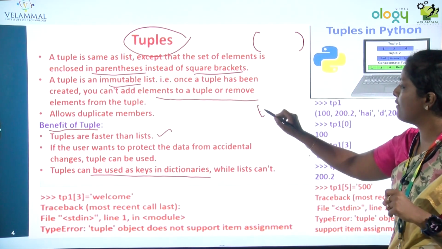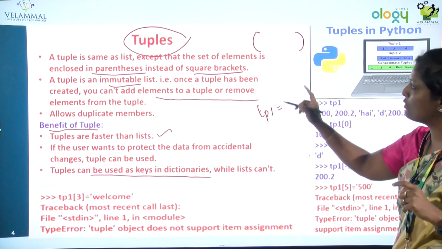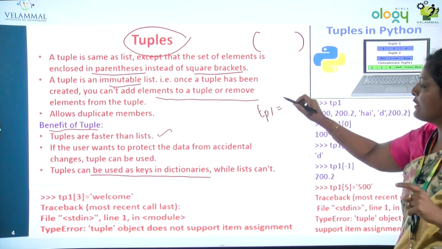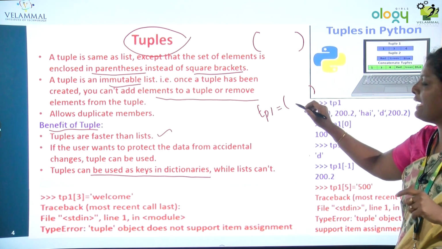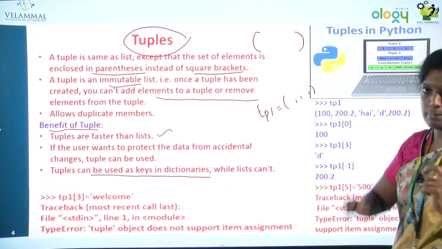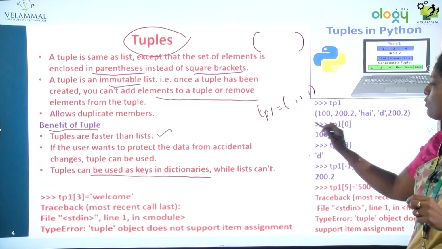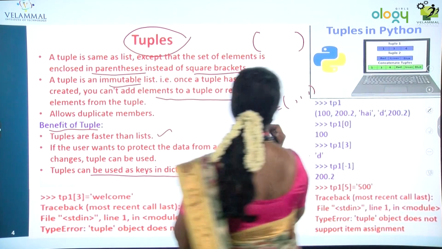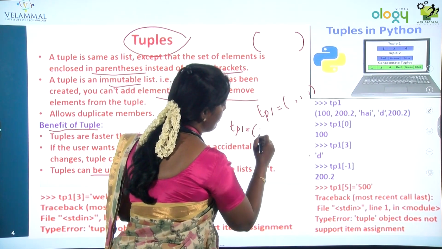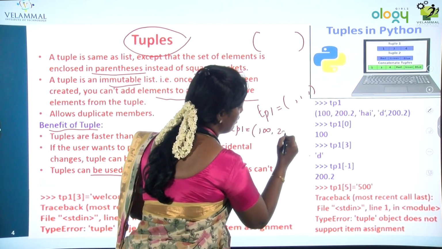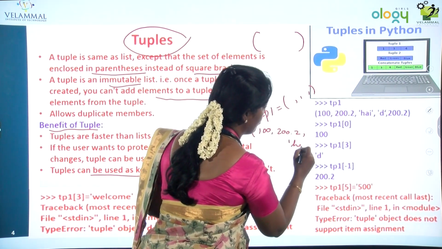Here let me take the variable called tp1, to which we are going to assign values, and I told you how to assign values. It's going to be assigned with open and close brackets, and each item is separated by what? Commas. So tp1 is going to be assigned with what? Let me declare and show you. tp1 is equal to 100.2.